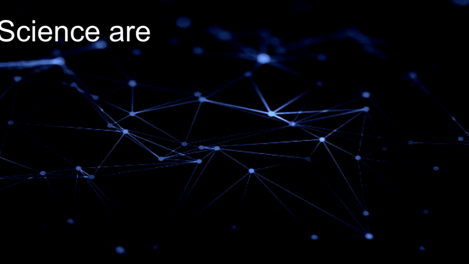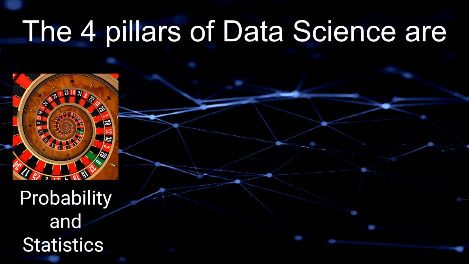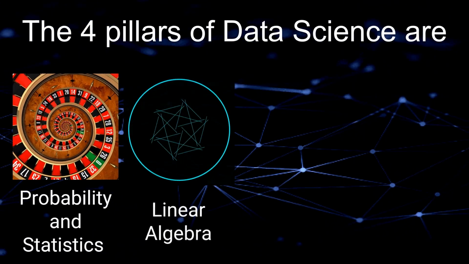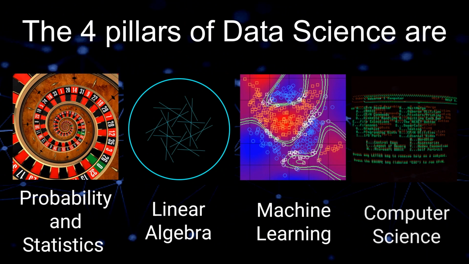The 4 pillars of data science are: probability and statistics, linear algebra, machine learning, and computer science.